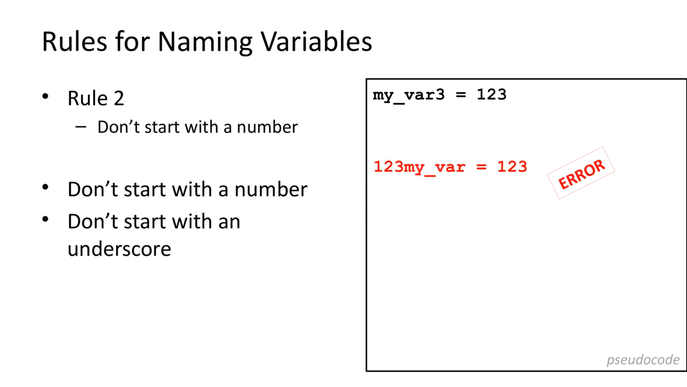Rule 2. You cannot start your variable with a number. It must start with either a letter or an underscore.